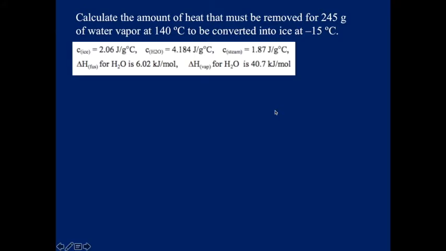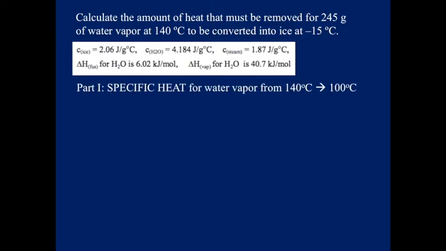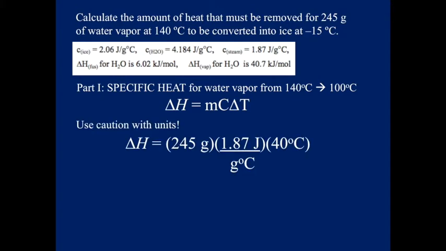So what do I need to know? In this case, you're taking water vapor. You're cooling it down from 140 degrees Celsius to 100 degrees Celsius. You're using your good old specific heat equation. We're doing this in joules and grams and degrees Celsius. So I end up getting 18,326 joules if I did my math correctly, which I can actually double check.